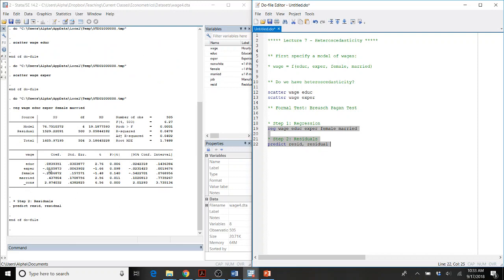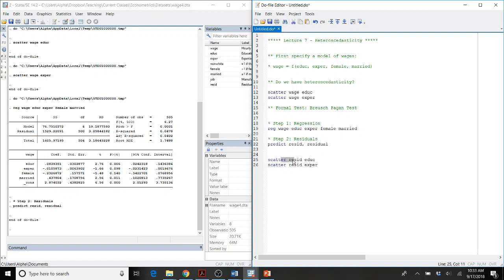So here's our regression results. All right, and then I did predict resid to get the residuals. And here I have a new variable, and it's the residuals from this regression. All right, now I might just pause here for a second. I can look for heteroskedasticity also by producing scatter plots of the residuals versus my independent variables. So let's just take a look at these.